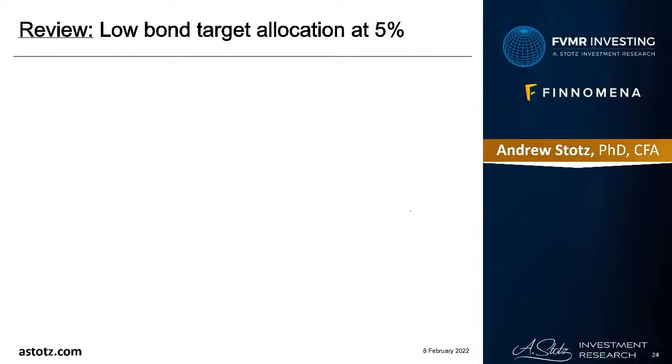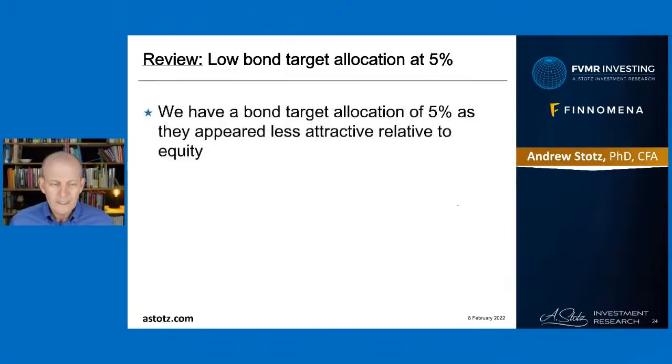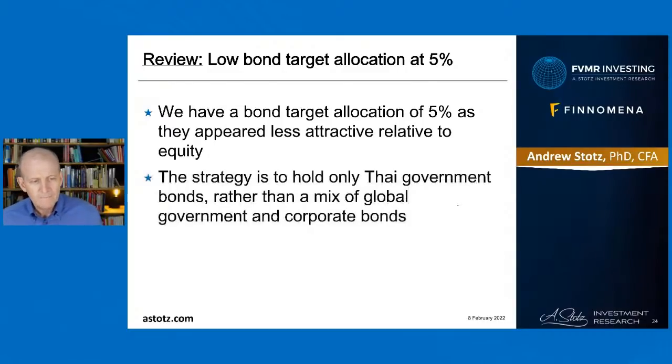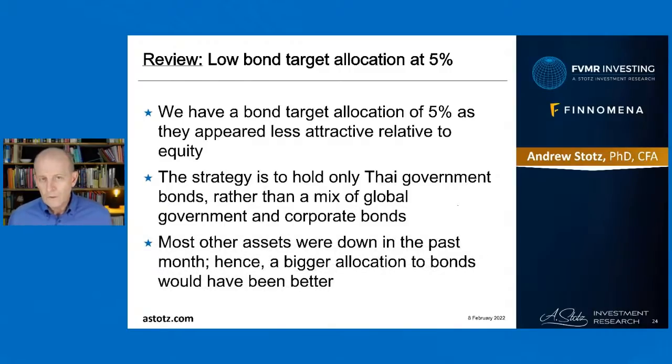Now, we've had a low bond target allocation, and we've basically kept it at 5%. The strategy is to hold only Thai government bonds rather than a mix of global and corporate bonds. Most other assets were down in the past month. Hence, a bigger allocation of bonds would have been better.